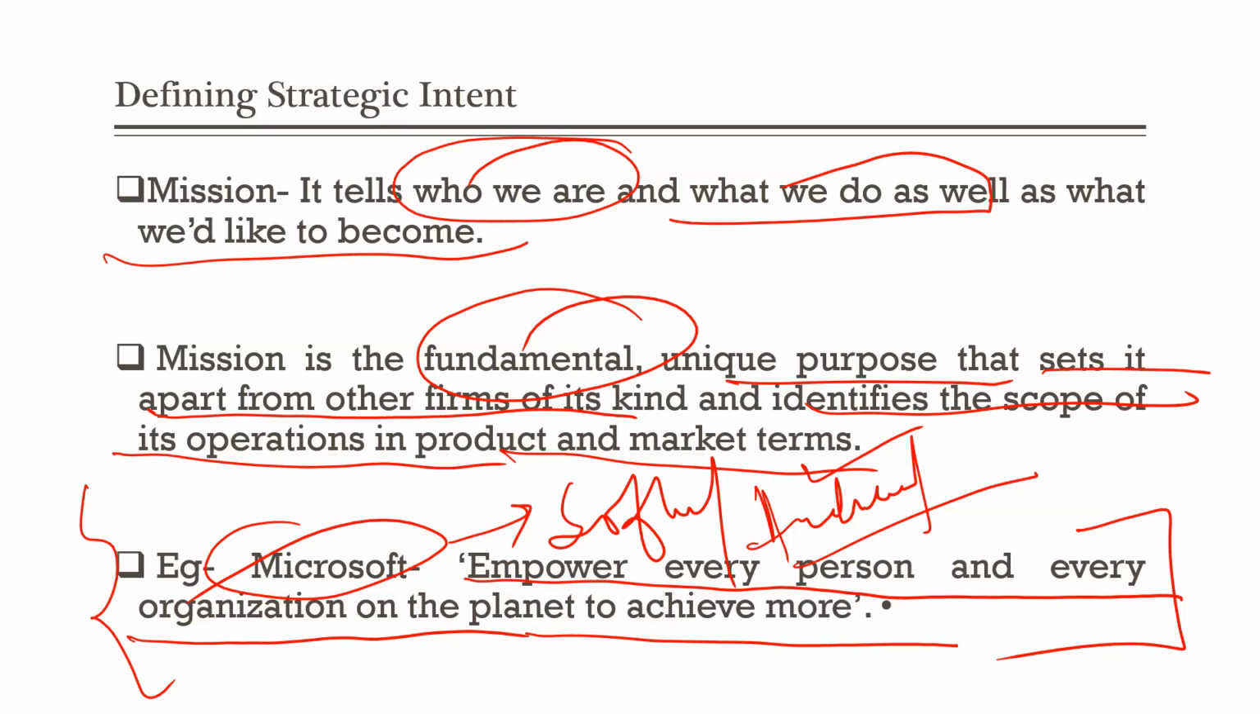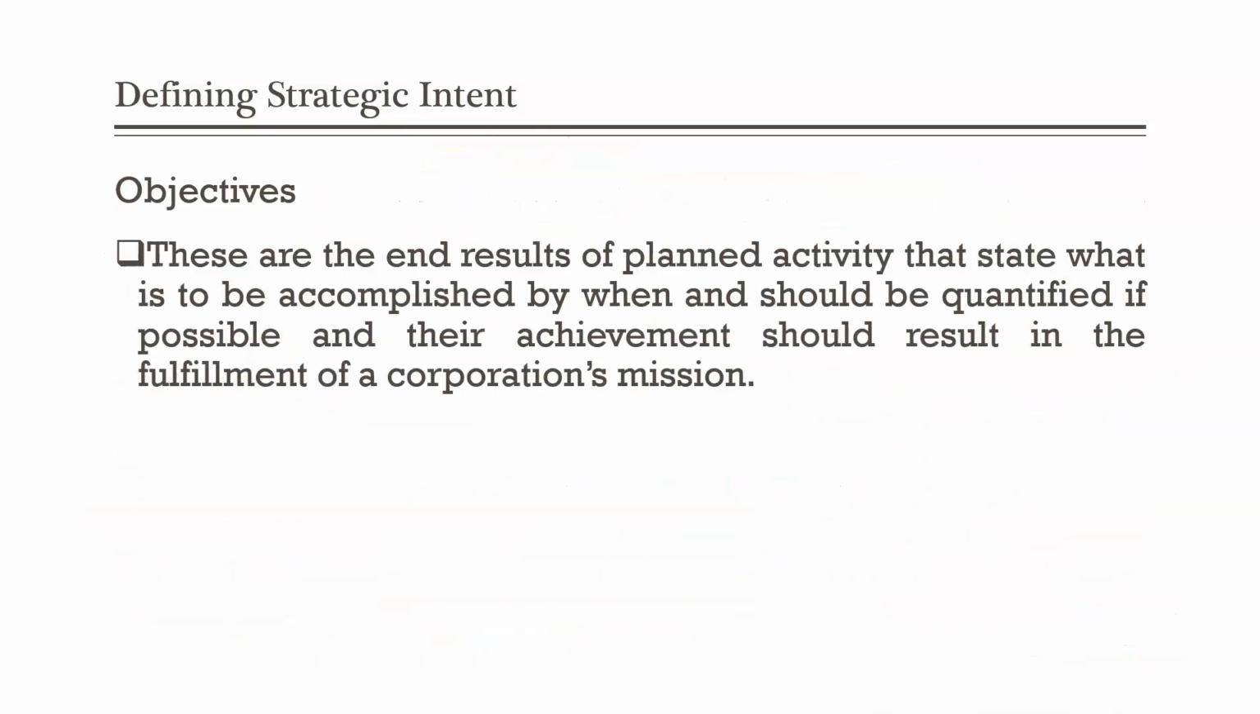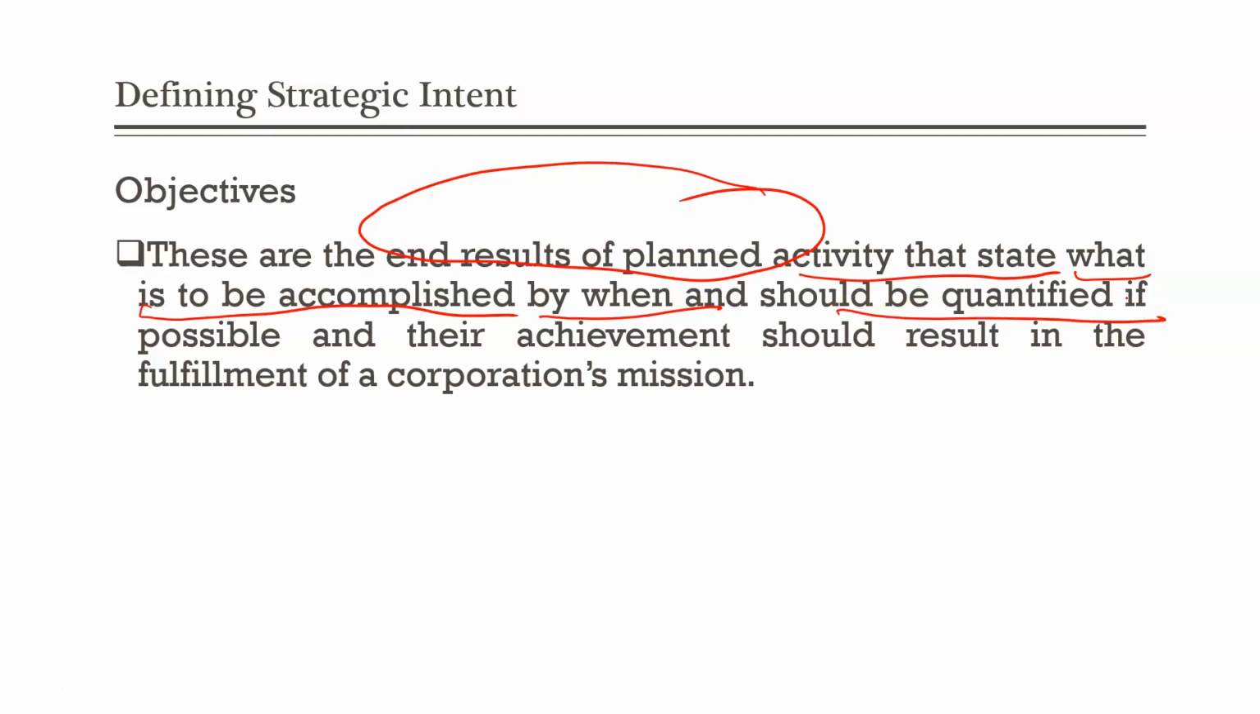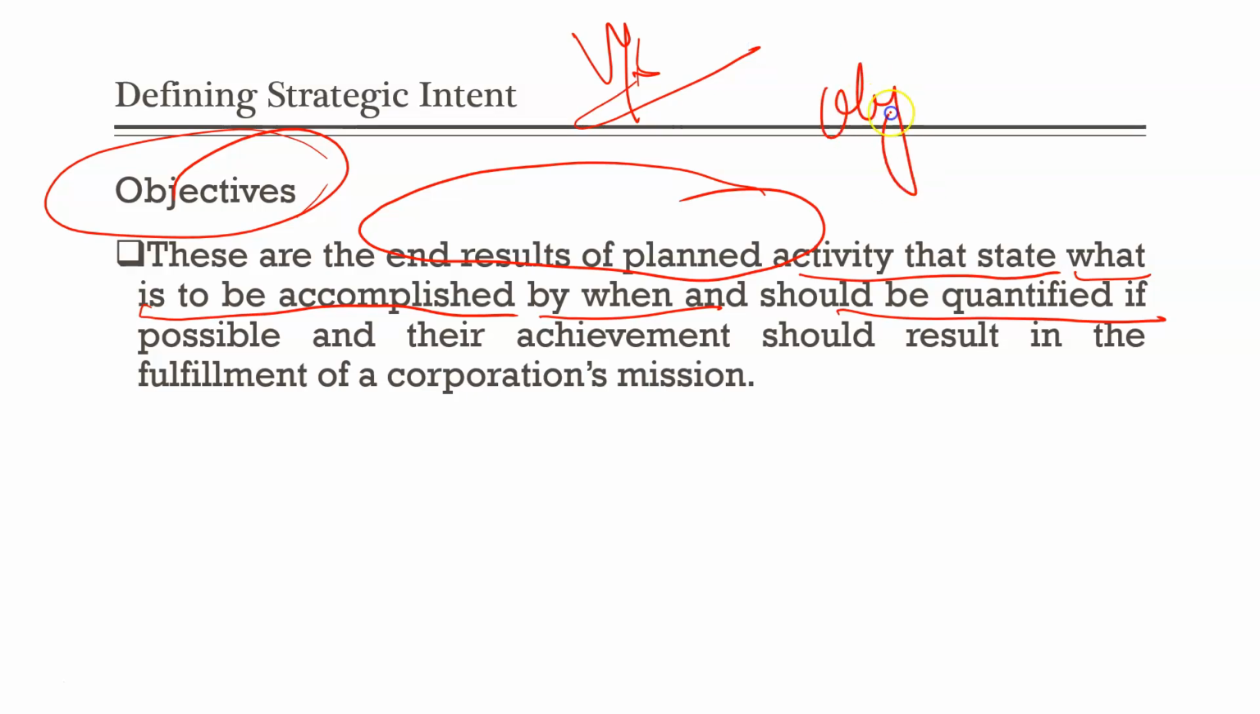And that is what they have been doing over a period of time. Let's talk about the third thing, and that is called objectives. So what is objectives? Objective is the end result of the planned activity that states what is to be accomplished, by when, and should be quantified. In a nutshell, your mission and vision are not quantified, and that is why objectives are always quantified.